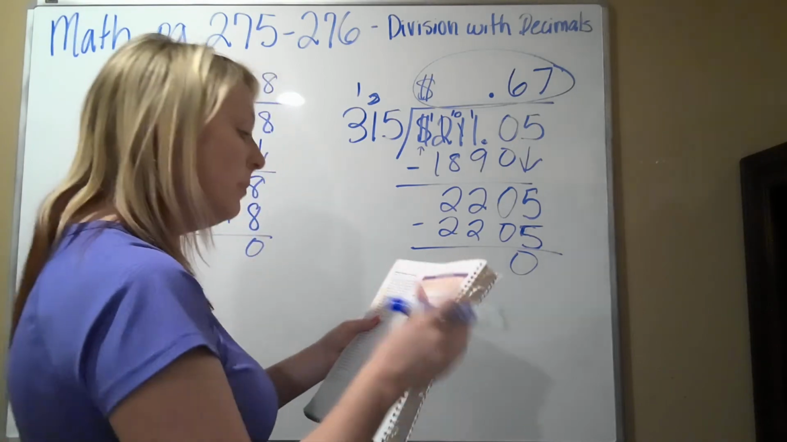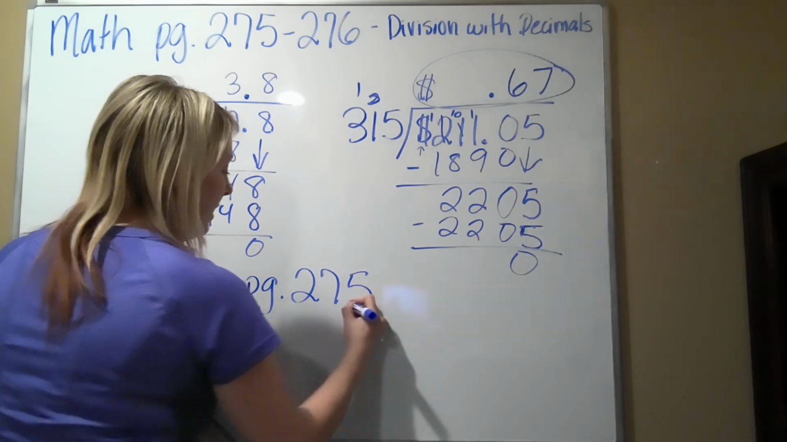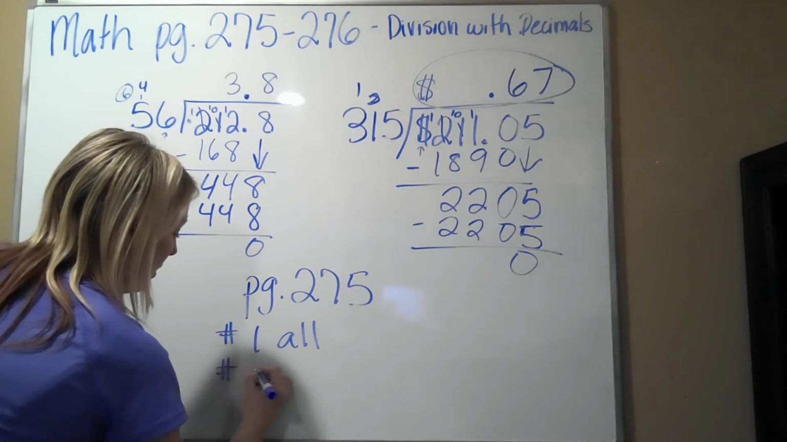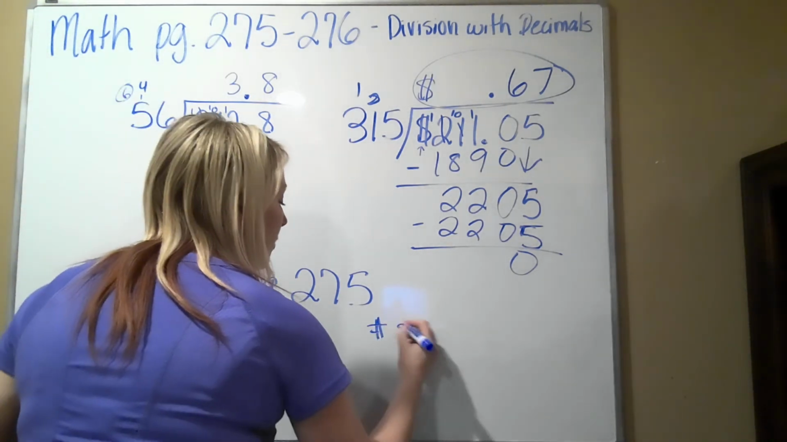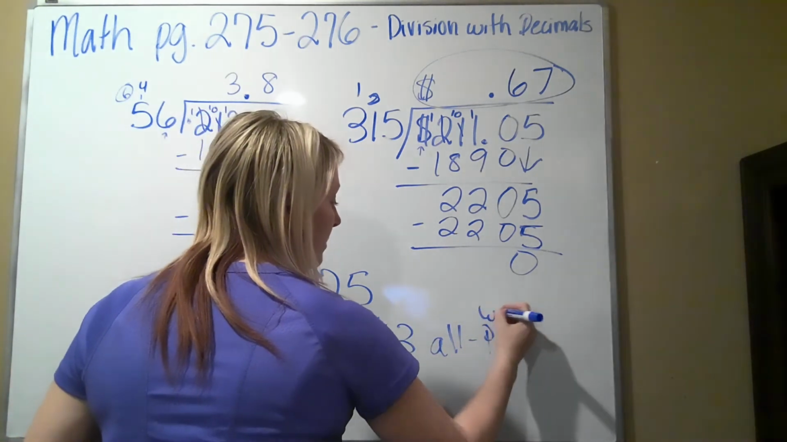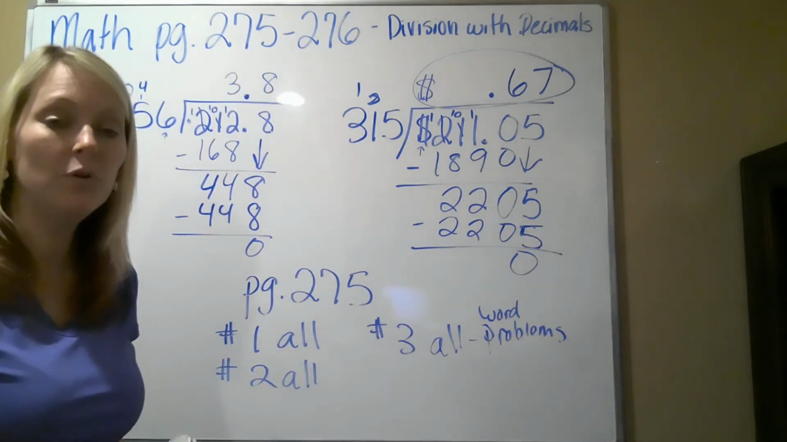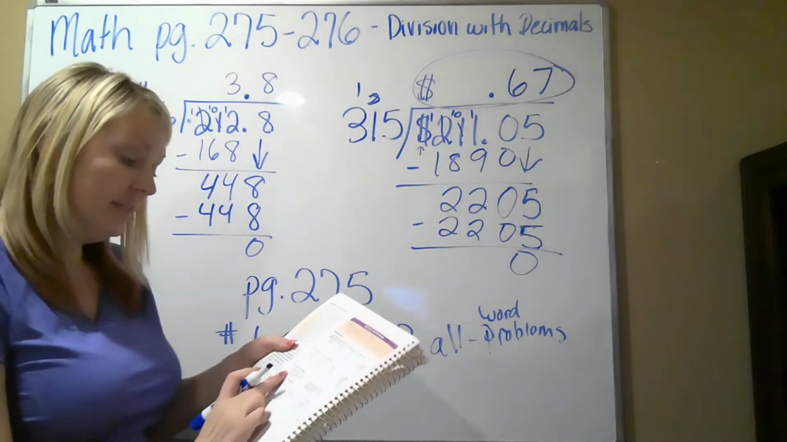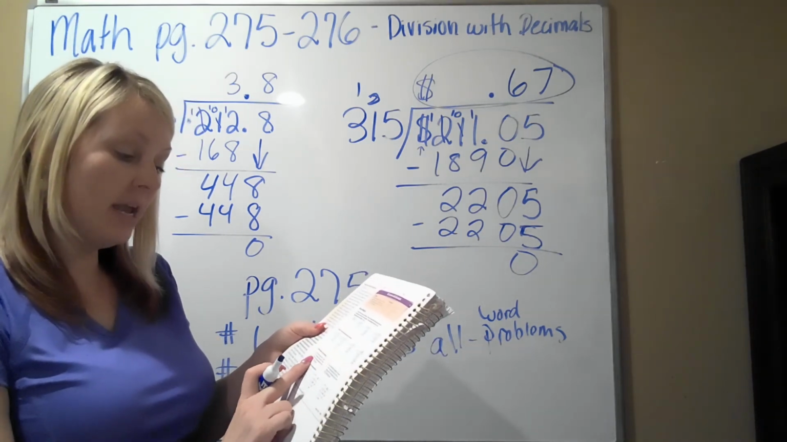Okay, so I want you to turn and take a look. You are going to be completing, on page 275, number 1, all, and number 2, all. And I also want you to do number 3, all, which is word problems, and there's only 2. I want to give you a hint: they're division.